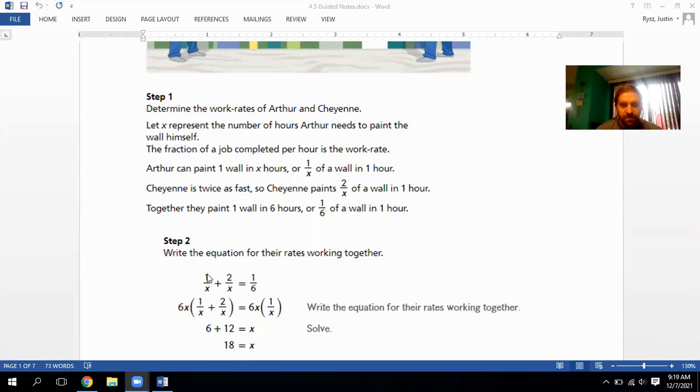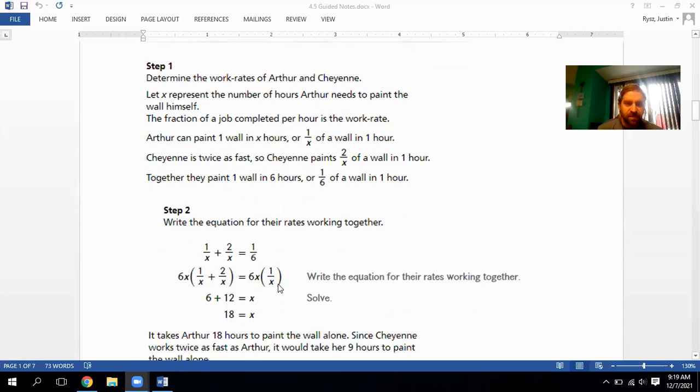Okay, so 1 wall over Arthur's work rate, and Cheyenne's is 2 because she works twice as fast, over Arthur's work rate. And we can go through and set it up. So to solve, what we can do here is add these two together, and then multiply across, and then we go through and solve.